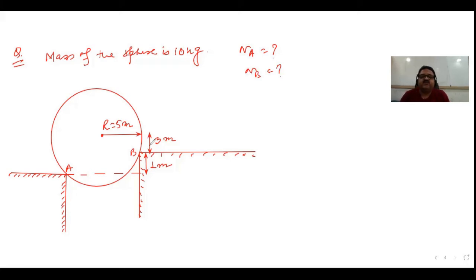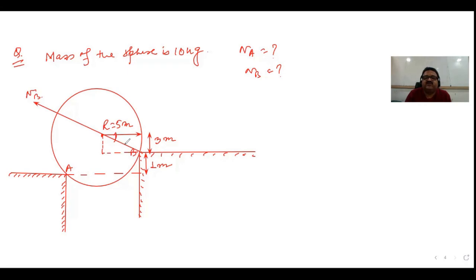So what we know, if you want to draw a normal for a sphere, the line must pass through the center of the sphere. So let me draw the normal at each and every point. Okay. So let me draw the normal first. Watch this very carefully. This is NB. That means normal reaction exerted on the sphere from the point B. Now, let me calculate this angle first. How to calculate this angle? We have to draw a triangle first.